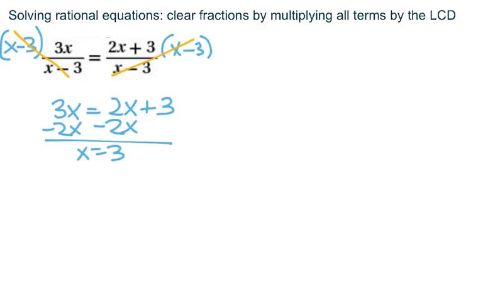You always want to check your solutions. Put them back into your original equation to make sure that they make a true statement, and make sure that you don't have any undefined terms. So when we plug 3 back in, I get 0 in the denominator of both of my expressions on either side of the equal sign. So I know that this is not a solution, therefore there is no solution to this rational equation.